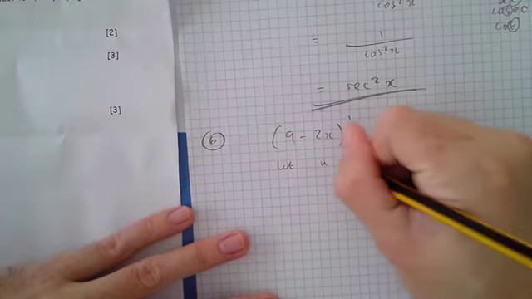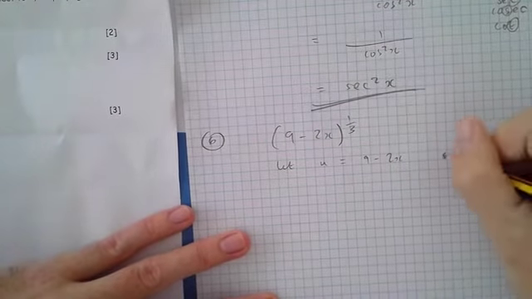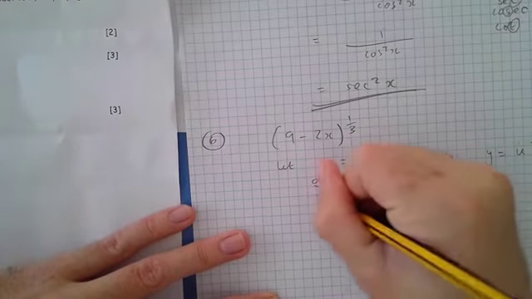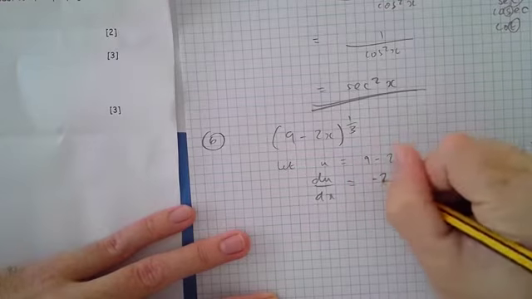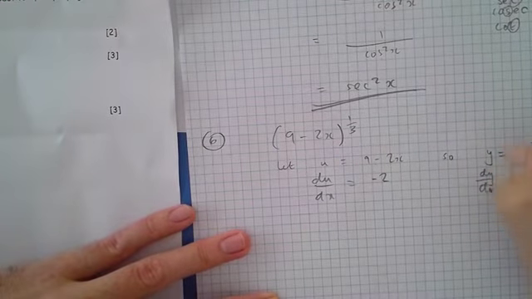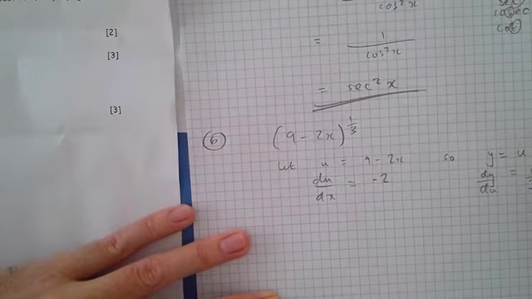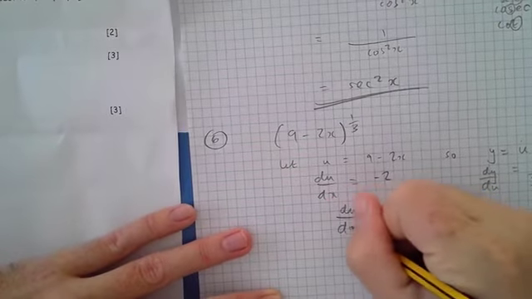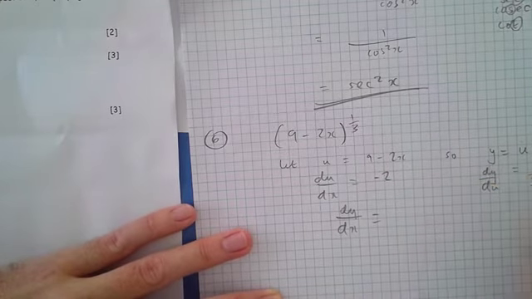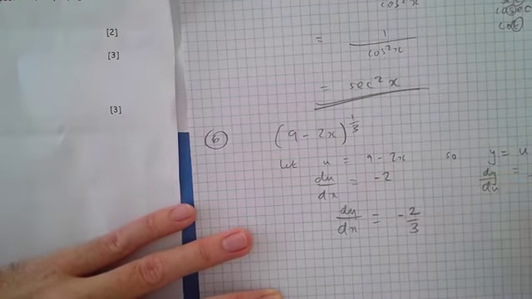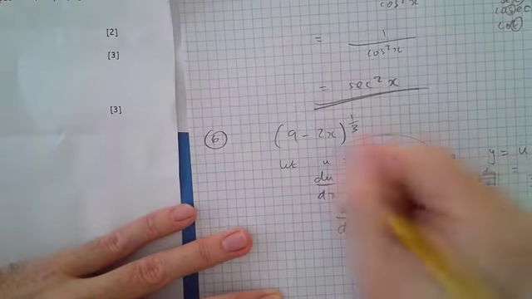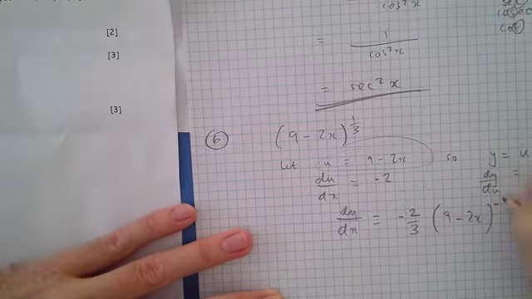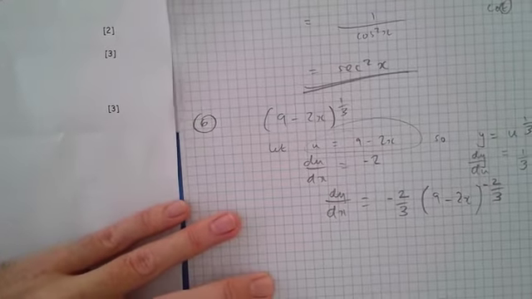So I'm going to let u equal 9 minus 2x. So y equals u to the power of a third. du by dx equals minus 2. dy by du is equal to a third u to the minus 2/3. So then dy by dx is equal to minus 2 times by a third would be minus 2/3, and then it will be the original bracket, this thing here, 9 minus 2x, that's the u, and then to the power of minus 2/3, and that answer's fine. I'm not going to bother simplifying that.